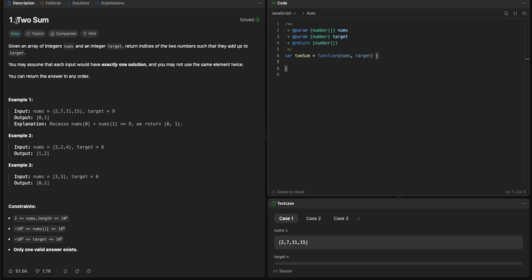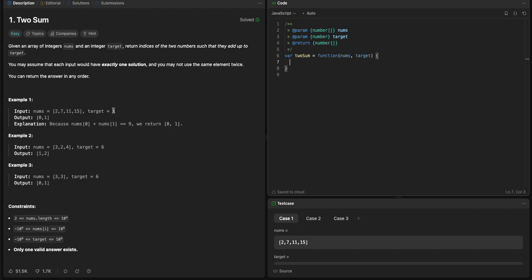So we have two-sum. We're given an array of integers called nums and an integer target. So we want to return the indices of the two numbers such that they add up to the target. You assume that each input would have exactly one solution, and you may not use the same element twice. So you can return the answer in any order, we don't care.